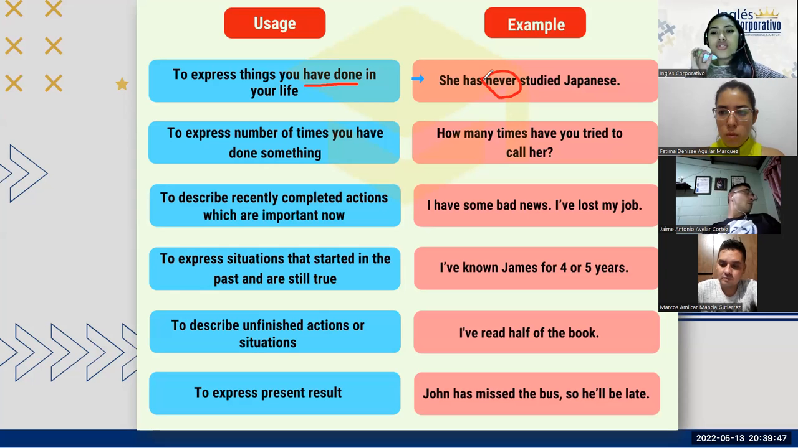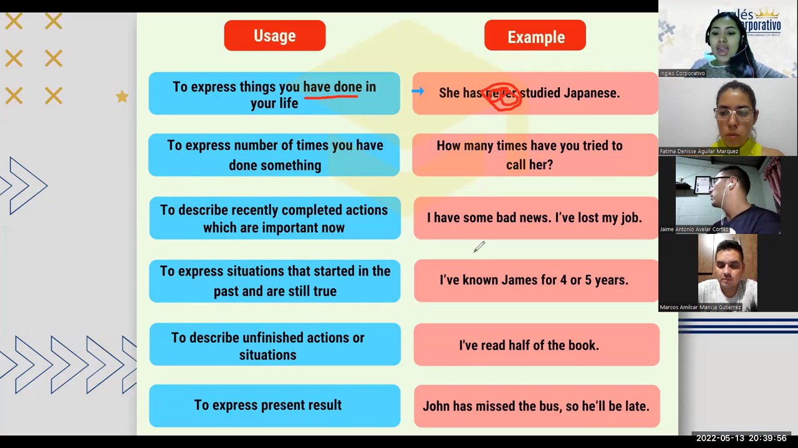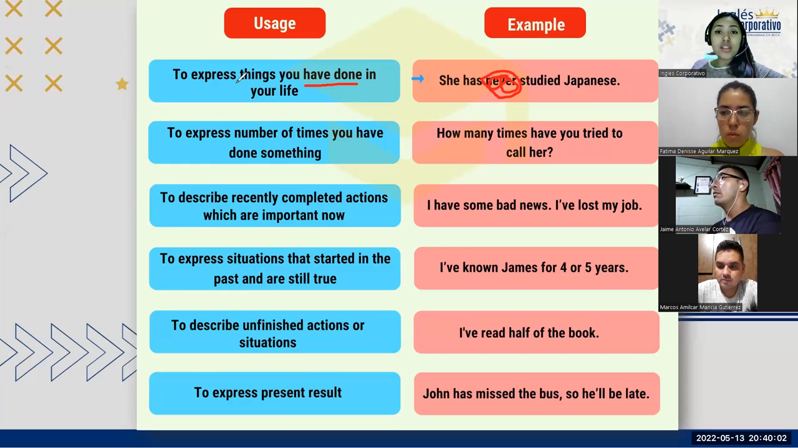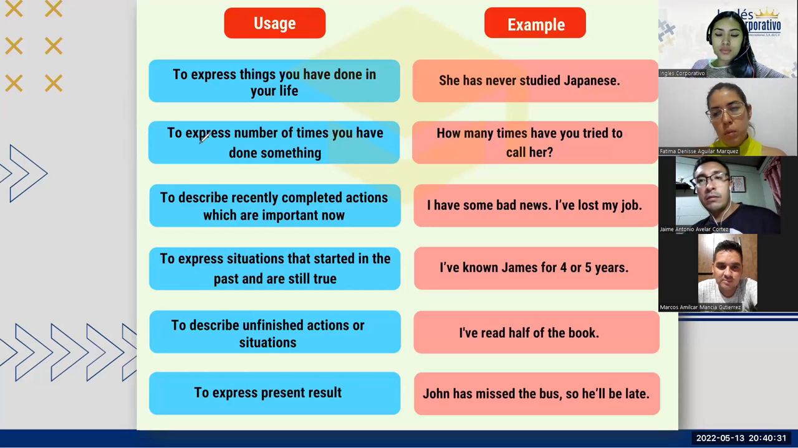O también puedo decir she has studied Japanese. Sin el never. ¿Ok? De las dos maneras. Pero ¿de qué estamos hablando, guys? Estamos hablando de que ella ha hecho una acción en su vida, expresando algo que ha hecho en su vida. ¿Ok? Thank you, guys. Let's go to the next one. Amilcar and Jaime. Could you please help me to read this? Amilcar. Okay, teacher, the second. Okay. To express number of time you have done something.